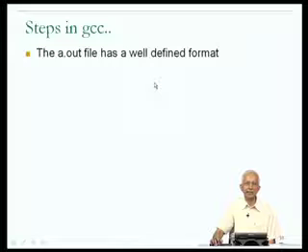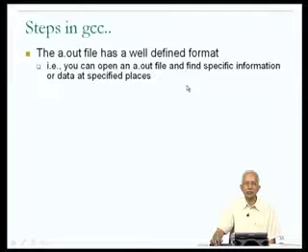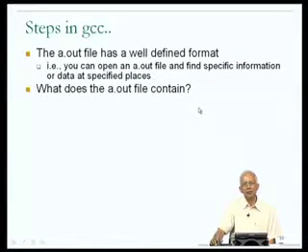Now it turns out that the a.out file has a very well defined format. What I mean by this is that if you could read the a.out file and you knew what the format was, you would know where the different things of relevance to you are available in the a.out file. So if you could actually open an a.out file, you would find specific information or data at specific places. That's what it means to have a well defined format. Which raises the question of what the a.out file contains. When you wrote the hello.c program, you knew exactly what it contained: the statements, the variable declarations, and so on. So you suspect that the a.out file must contain equivalent things in machine language.